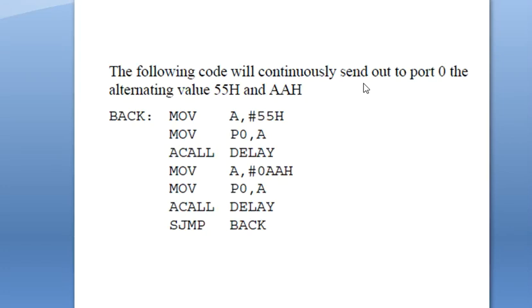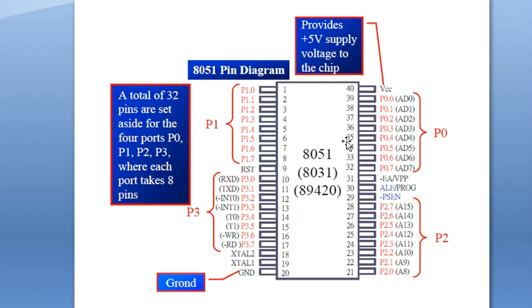Hello everyone. So next we are going to see some of the examples of the third model. Here, the following code will continuously send out to port 0 alternating the value 55H and AAH. By default, we know that for all the ports of the 8051, as you can see, port 0, port 1, port 2, port 3.